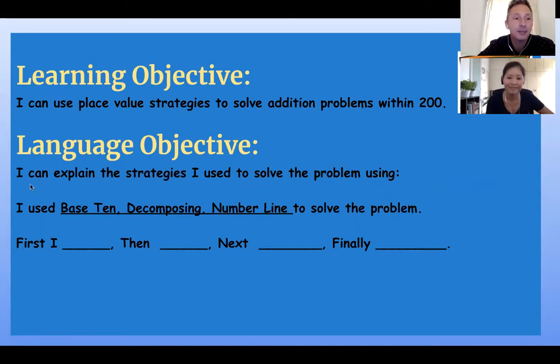Your language objective is, I can explain the strategies I use to solve the problem using, I use base 10, maybe decomposing, or your number line to solve the problem. You might say, I did this, then, next, finally, to explain your strategy.